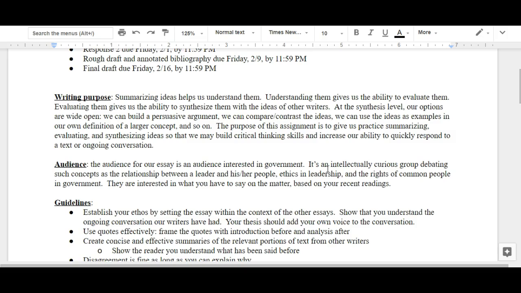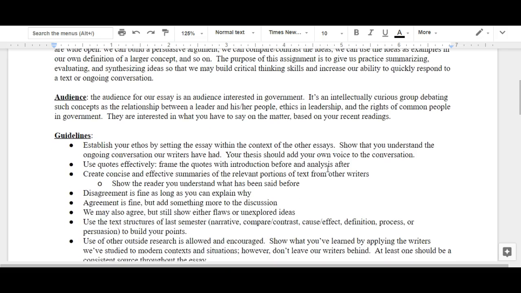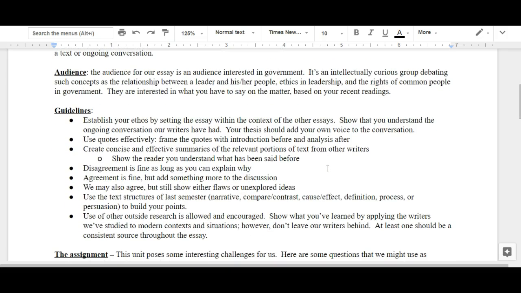With our topic, our audience in this case is an audience interested in government. It's a curious group looking at concepts such as the relationship between the leader and his or her people, ethics and leadership, and the rights of the common people in government. They're interested in what you have to say based on your readings and your interaction with the class discussion board. You have some guidelines there that I'll let you read on your own. The guidelines are essentially strategies, but look through them.